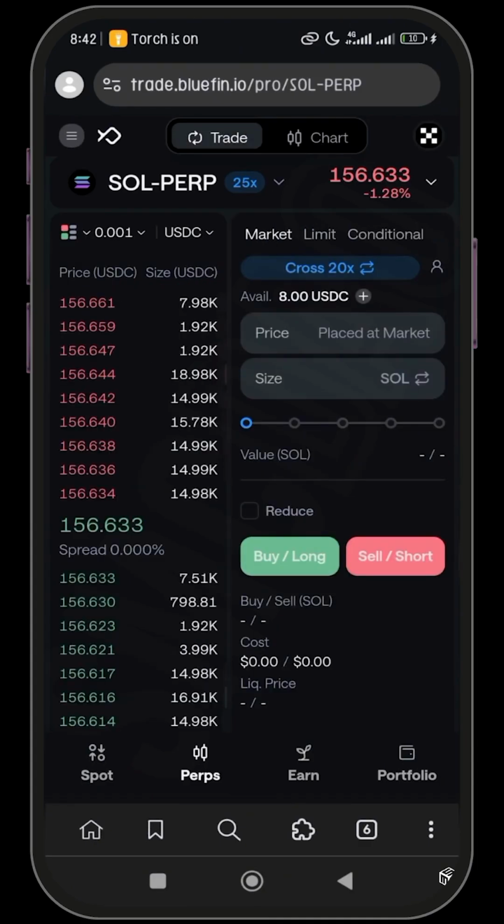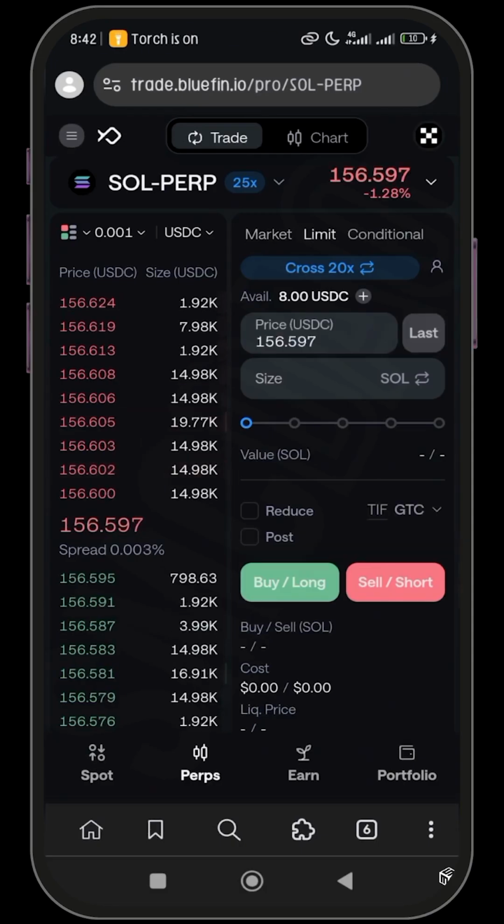So we have the order book on the left which presents potential future market activity, while on the right we have order types, margin mode, and leverage. We have several order types, but market and limit are mostly used. Market order executes instantly at the current price, while limit lets you set a price and the trade only happens when the market hits that price. We'll be using market order.